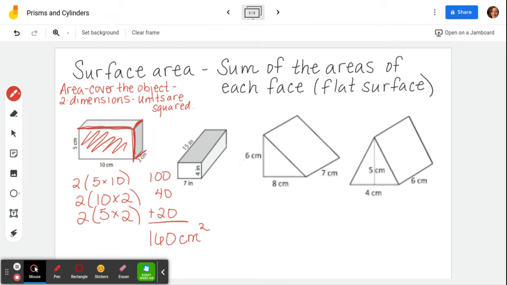Let's start with the front and the back. So the front is a 7 by 4. Front and back match, so that's 2 7 by 4s.